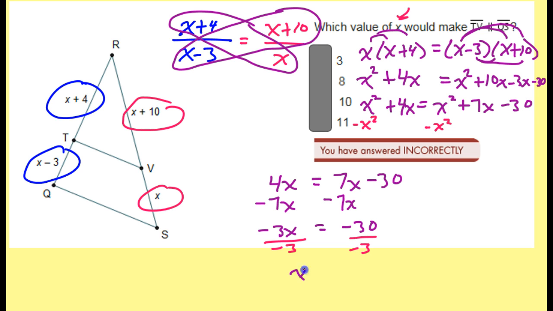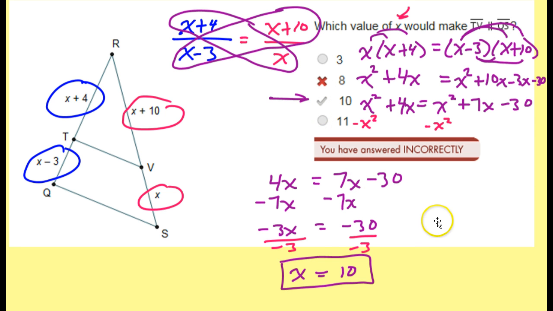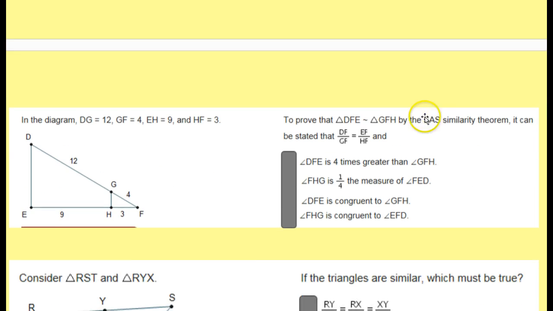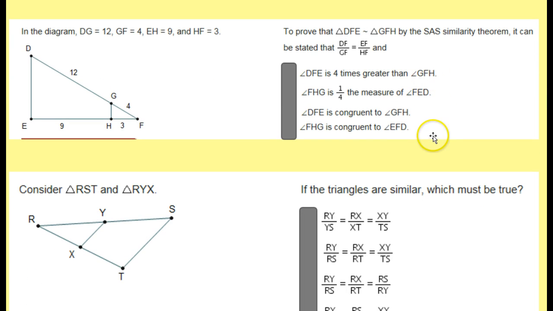And that's going to leave me with x is equal to 10. And that's it. So the answer should be 10. And there you go. All right, let's look at the next one.